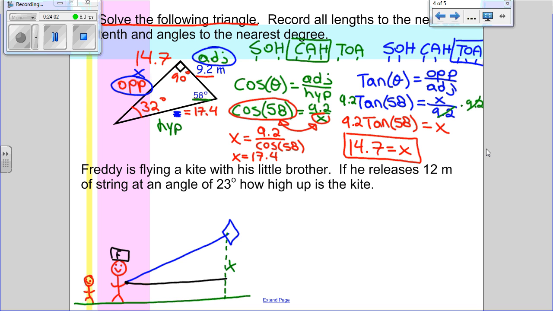That's all we have. It says in the question, if he releases 12 meters of string, that means this string is 12 meters long. At an angle of 23 degrees. How high up is the kite? You'll notice now we have a side and an angle. Anytime we're given a side and an angle, we can find another side. To do that, we label our triangle. We have hypotenuse, opposite, and adjacent.